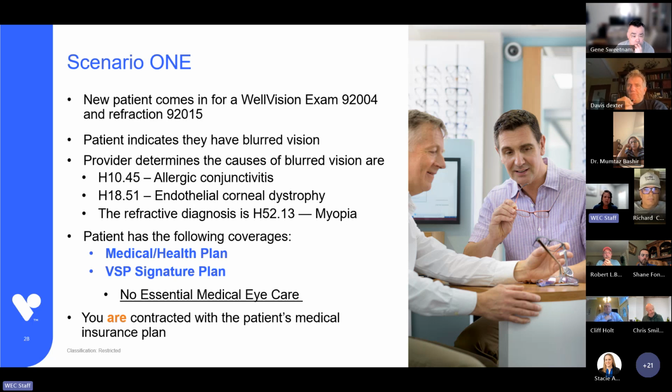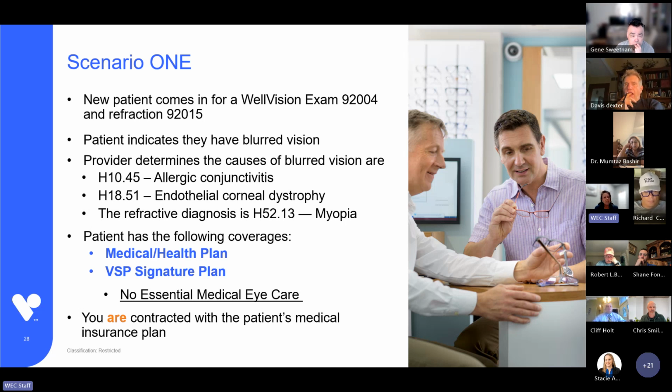Well, of course, through the exam, you find that the patient's not just myopic. Well, they've got some corneal edema. They've got allergic conjunctivitis, and they've got some corneal dystrophy. Well, now this becomes a medical, because we need to treat the corneal edema, not just the myopia. So now we need to make sure that we bill accordingly for our expertise and our treatment methods.